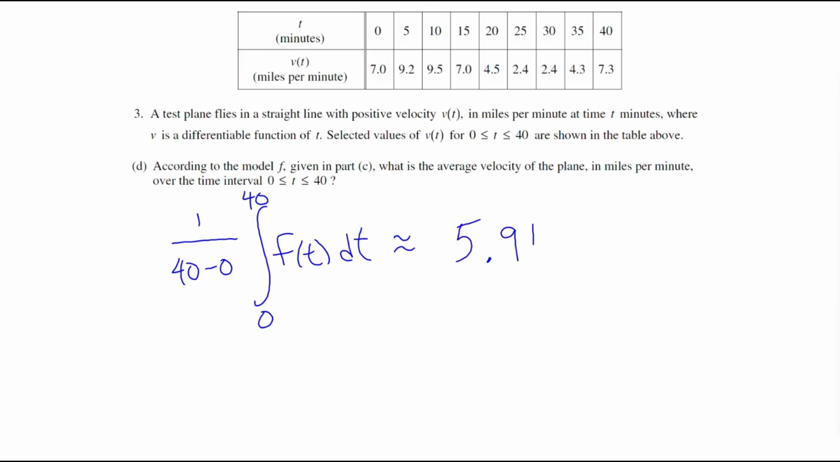Of course, the units have been given to us anyway. It's miles per minute. They actually gave you 3 points for this: 1 for having the correct limits of 0 to 40, 1 for having f of t inside the integral, and 1 for the final answer. And that is the end of question number 3, this motion FRQ from the 2004 Form B AP Calculus AB exam.